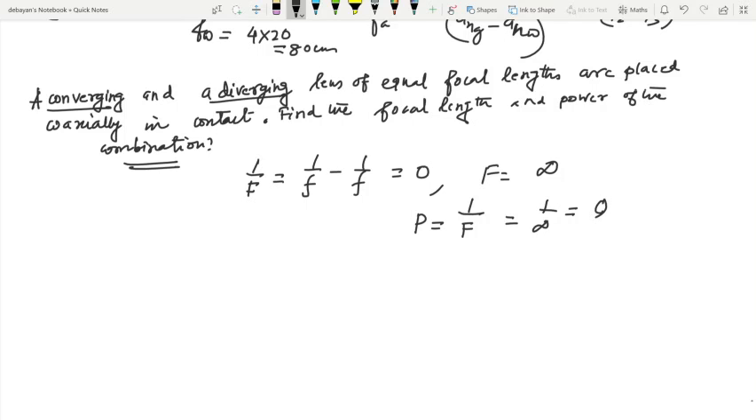Now it is better that I just give you some questions and you give me some answers on converging and diverging lenses. So you know about power. Okay, let me give you one question.